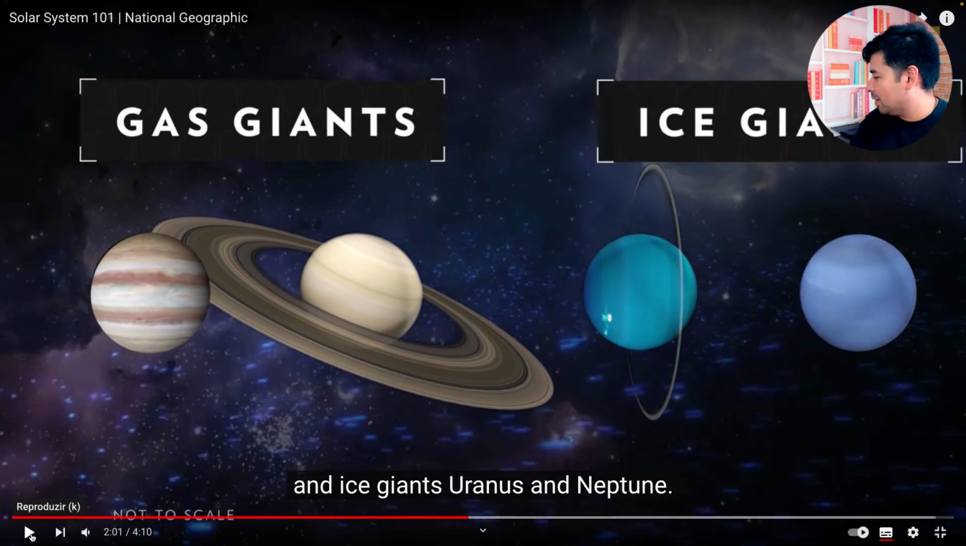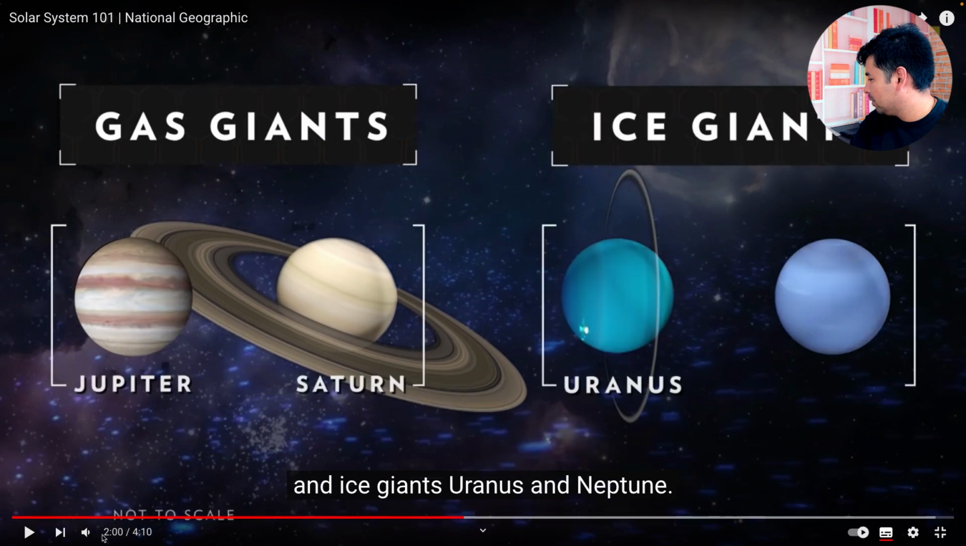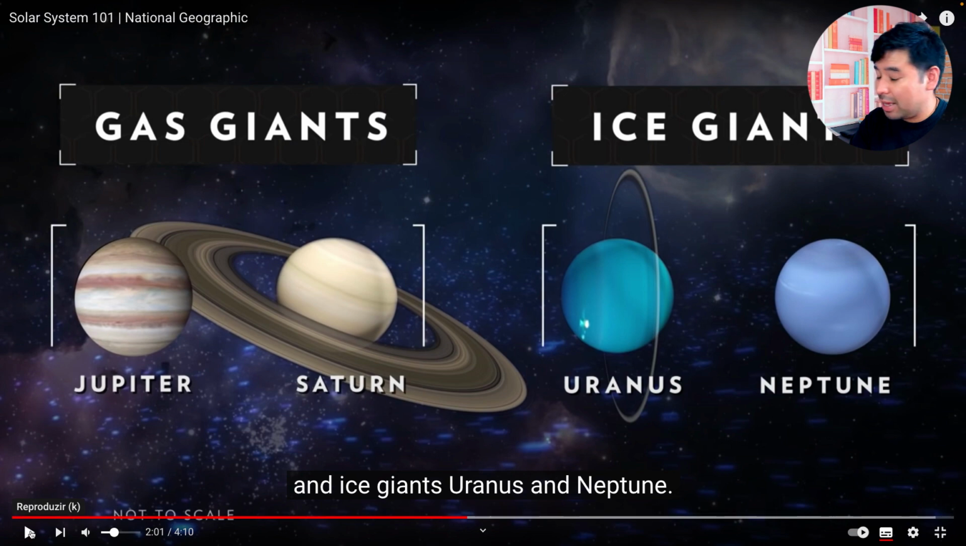So you get the name? Let me get back here a little. Uranus and Neptune. Jupiter, Saturn, Uranus, and Neptune.